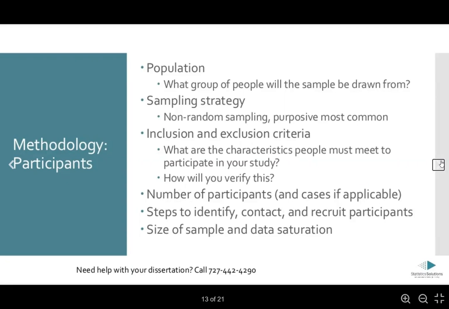You'll also want to establish the inclusion criteria for the study. So thinking through what are the characteristics that people must meet to participate in your study. So that could be certain age limits. You're looking for people who are 18 and over. It could be that you're looking for people who work at a particular location. So whatever that is for you, you'll just want to describe that here.